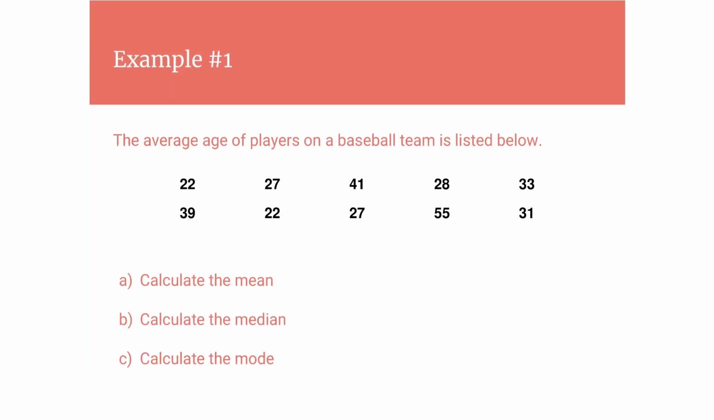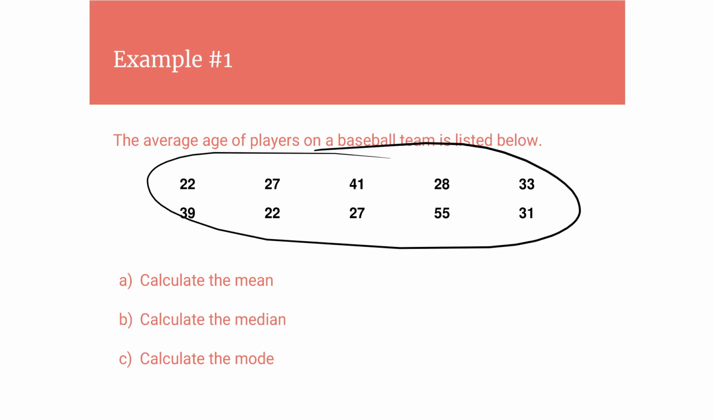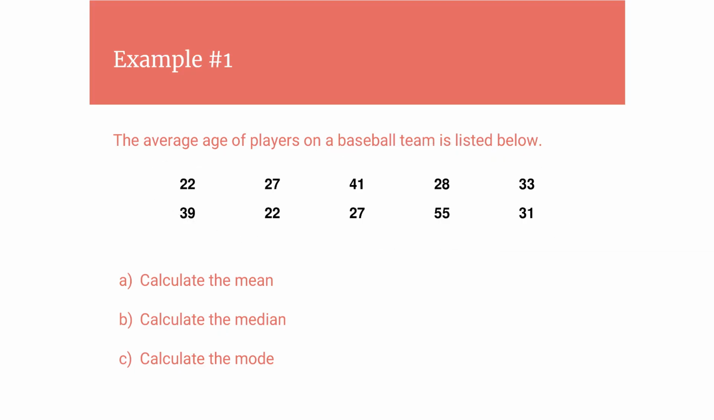Let's look at an example. The age of players on a baseball team is listed below, and we're asked to first calculate the mean. So to do that, we need to take all of these numbers and add them together. If we add them all together, we get 325. And we can see that we've got 10 pieces of data, so we've got 10 ages. So to calculate the mean, we just take that 325 and divide it by 10, which gives us the average age of 32.5, or 32 and a half years.